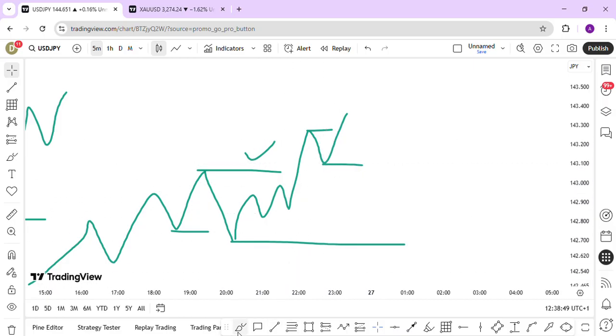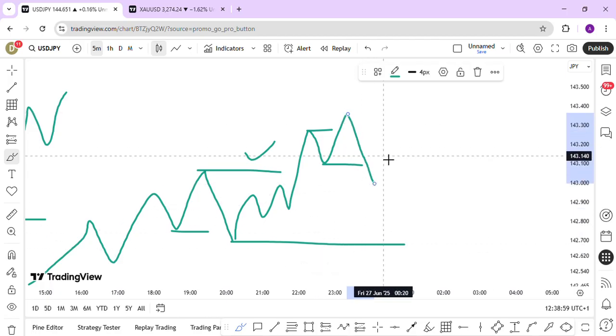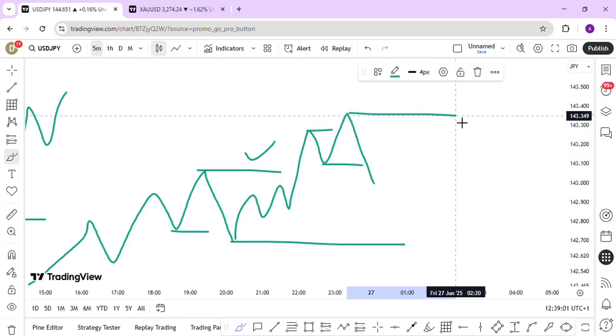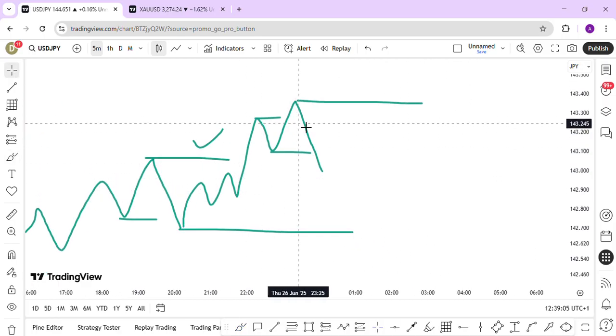So now, for you to enter this trade, or for you to know where your trading range is, you need to, because we've identified the low, wait until the market takes out this. Once the market takes out this, then this is the high. So it means that you are trading between here.